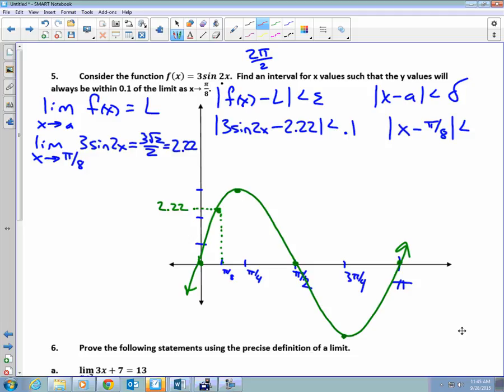Okay, now I'm going to go up what? 0.1. 0.1 is my epsilon. To 2.32. And I'm going to go down 0.1 to 2.12. So how do I find the x values that correspond? No, don't plug them in. Set the function equal to 2.32 and 2.12. The function is 3 sine of 2x is equal to 2.32.